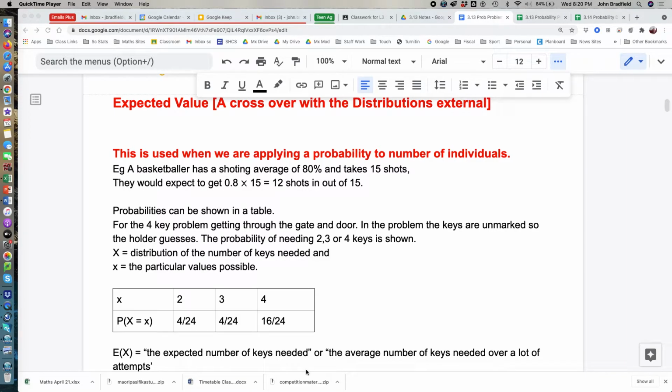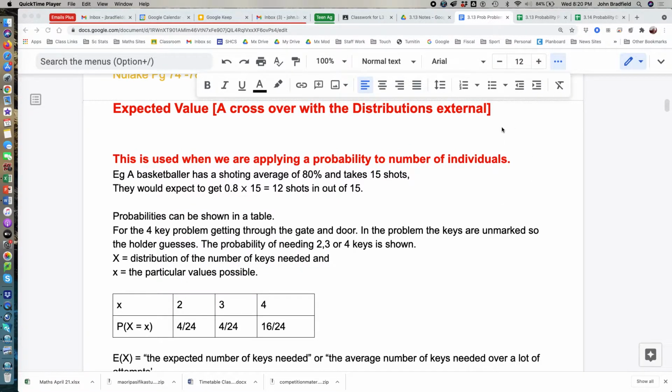Just a quick look at a thing called expected value. This comes up in both the probability externals, so it's a bit of a crossover. This is used when we're applying a probability to a number of individuals.